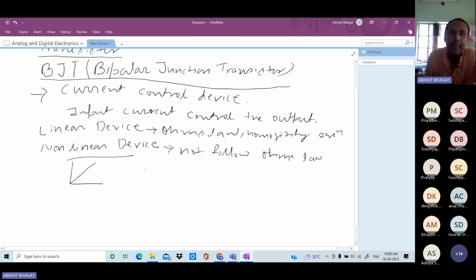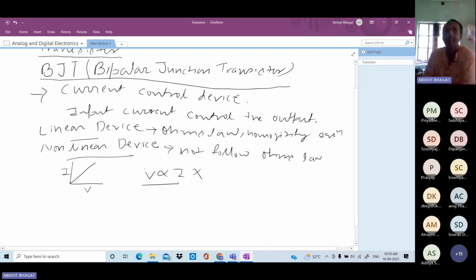That means its current and voltage characteristic is not linear. Okay, suppose this is the voltage, this is the current. So this graph is for the linear case when Ohm's law is followed. So transistor is a non-linear device. That means your transistor does not follow Ohm's law. Is it okay? Okay or not? Yes, sir. Okay. Now that means here your V is not proportional to I. This does not hold in case of transistor.